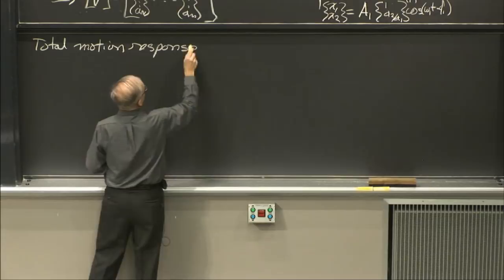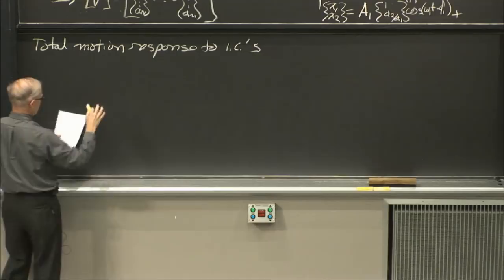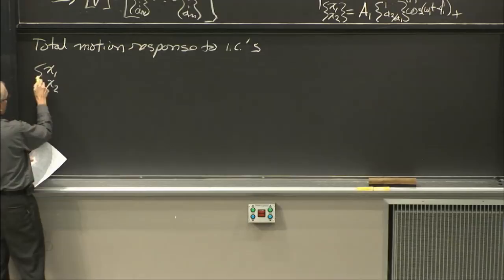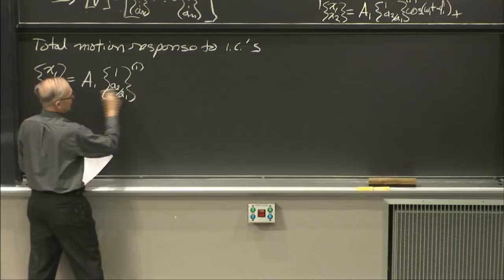Now the responses to initial conditions, this has got another term. I'm just going to rewrite it here. So our total motion response now by mode superposition will be A1, 1, A2 over A1, mode 1.